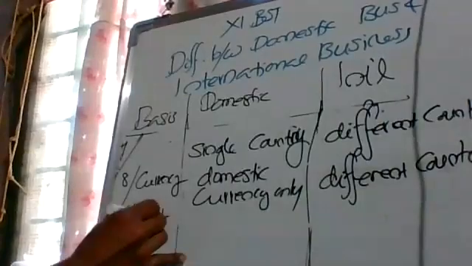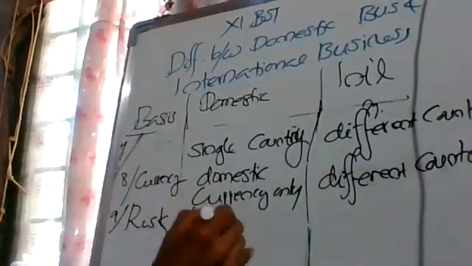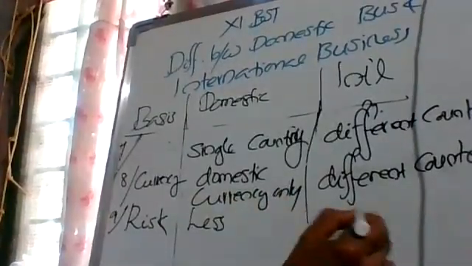And the point is risk. Is it less or more? International, different countries or different currencies, sir? Are you seeing? Are you able to see the ninth point?